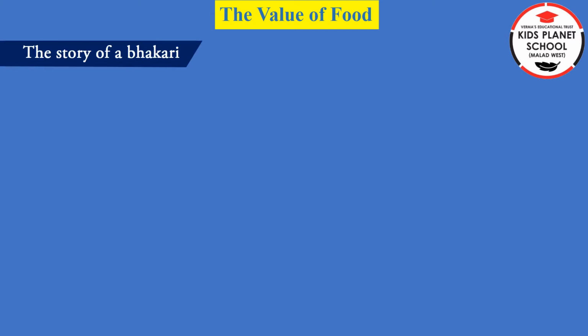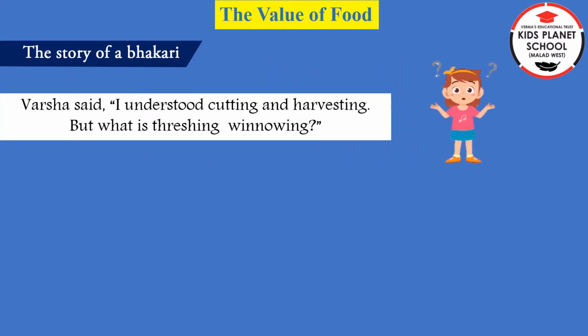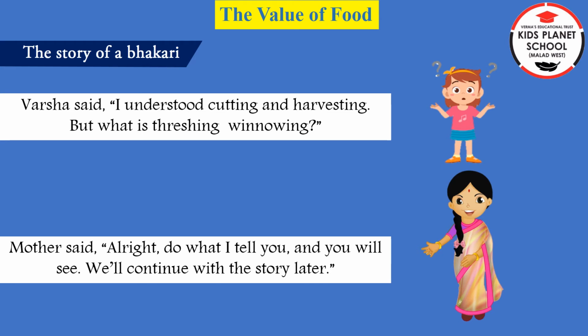The kids were a little confused. Varsha said, I understood cutting and harvesting, but what is threshing and winnowing? Mother said, all right, do what I tell you and you will see, you will understand. Mother said she will continue the story later, afterwards.